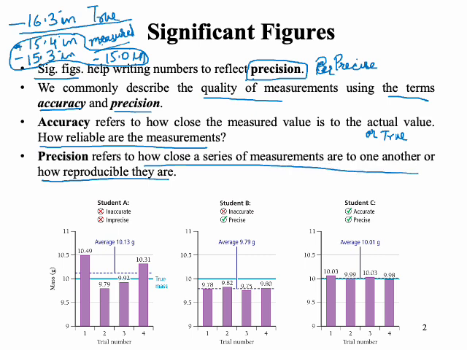Let's take an example as shown in the picture. The blue line represents the true mass of an object, which students A, B, and C have measured, and these are their measurements. The first one is 10.4. The second trial is 9.7, then 9.9, 10.3. So these are the 4 measurements made by student A.